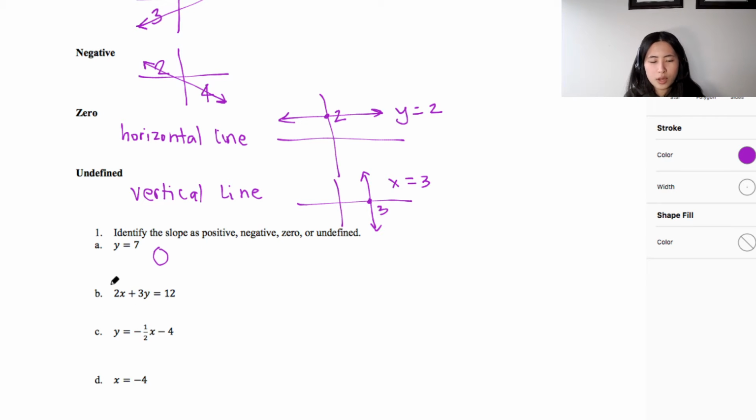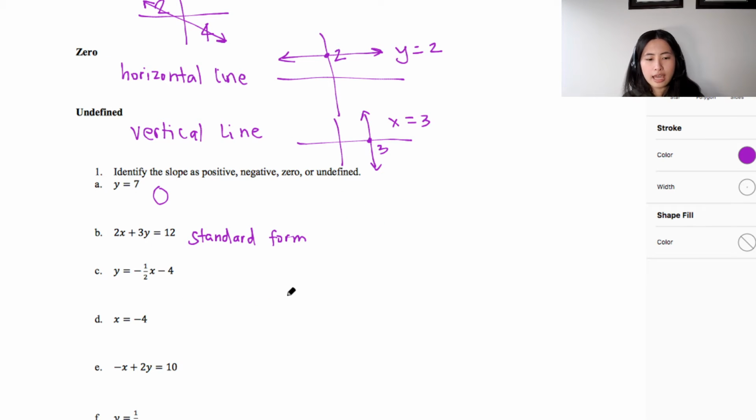Okay, so if you have 2x plus 3y is equal to 12, this is what you call the standard form. So first of all, what is the standard form of an equation of a line? If you're looking at the standard form, that means ax plus by is equal to c. If you have your x, your y, and a constant respectively, that means you're in the standard form.